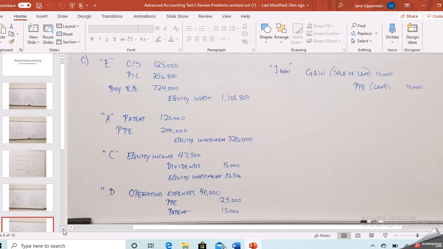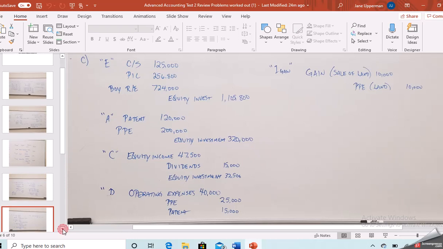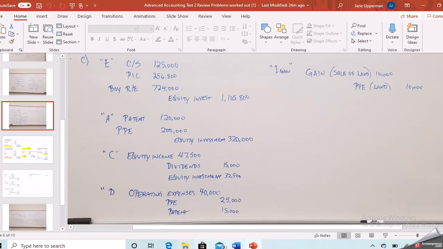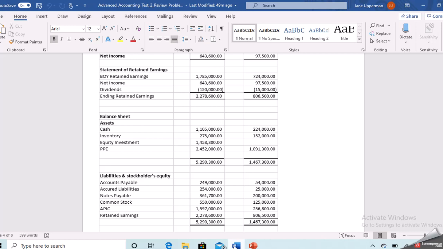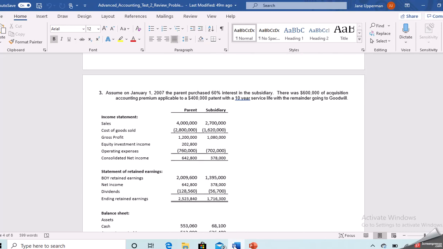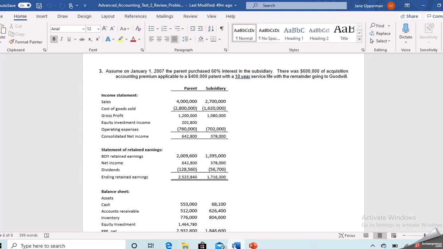Okay, then we move on to our next problem. That next problem is from chapter 5. Now we have to deal with the NCI. So the parent does not own the subsidiary 100%. In this problem, the parent owns the subsidiary 60%. There's $600,000 of an acquisition accounting premium. $400,000 is to a patent, and then the remaining $200,000 goes to goodwill.